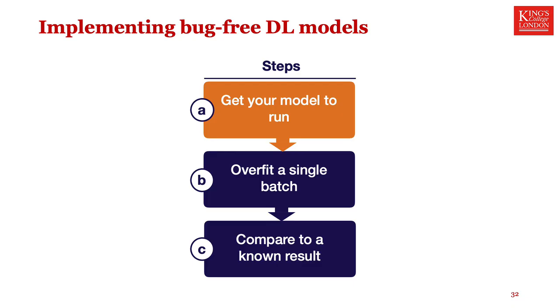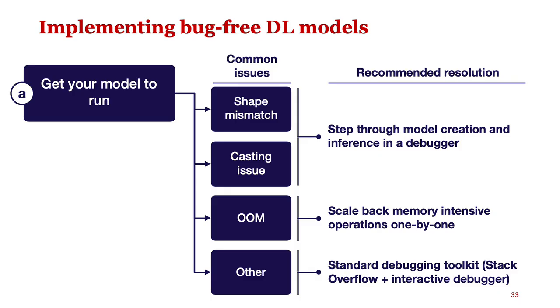So the first step of implementing a bug-free deep learning model is to get your model to run. And getting your model to run is about making sure that many of these issues that we were discussing are tackled appropriately. For example, that there is no shape mismatch and casting issues, which you normally do by stepping through the debugger, that you don't have any out-of-memory errors, and also other errors that might exist that you can look into, things like Stack Overflow and the debugger itself to try to go through them.